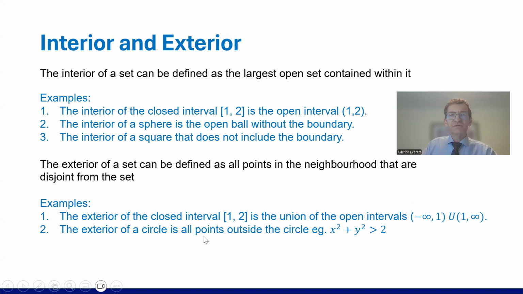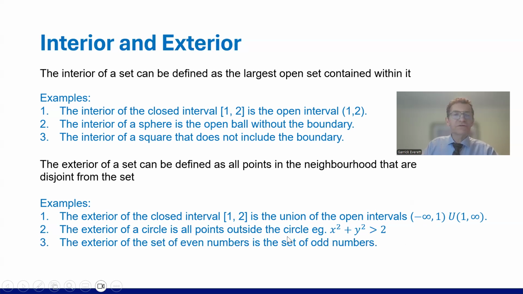The exterior of a circle is all points outside the circle. So for example, here we've got x squared plus y squared is greater than 2, assuming the circle finishes at 2, then it's the rest of the area. So if you're doing that on a diagram, you'd be drawing a circle and then coloring in everything outside of the circle. With dots, you do this with dots, obviously, a dotted circle. The exterior of the set of even numbers is the set of odd numbers. There you go. Pretty easy to understand that.